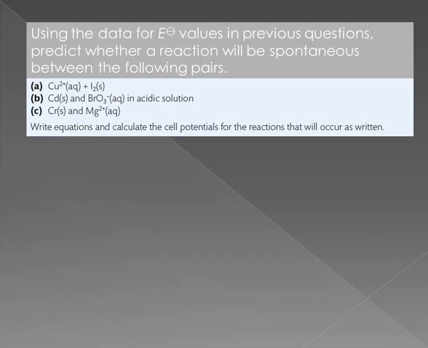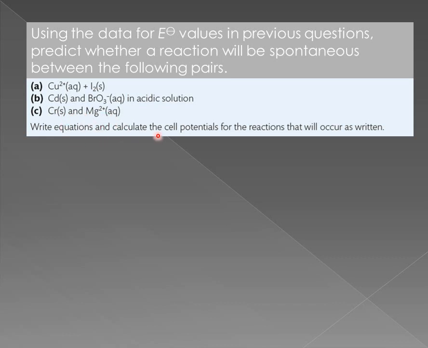Next, using the data for standard electrode potential values in previous equations, predict whether a reaction will be spontaneous between the following pairs. For the reaction to be spontaneous, the cell potential must be higher than 0. If it's less than 0, it's not spontaneous and the reaction will not occur. So we need to see copper and iodine, cadmium and bromate in acidic solution, chromium metal and magnesium ion.